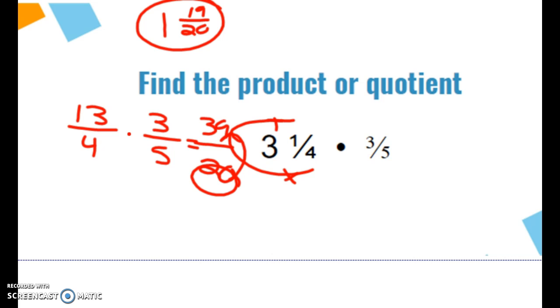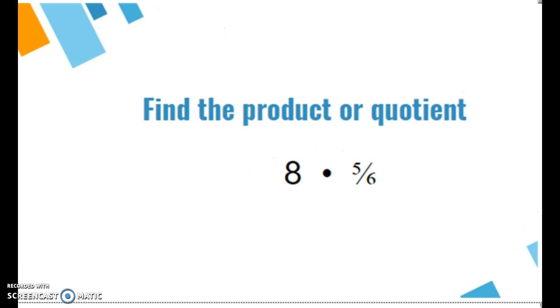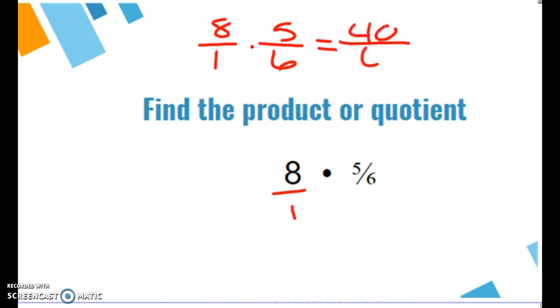All right, so here's the next one. I have 8 times 5 over 6, so I'm going to make that 8 into 8 over 1, and I'm going to rewrite it up here. 8 over 1 times 5 over 6, multiply across. 8 times 5 is 40. 1 times 6 is 6. 6 can go into 40 a total of 6 times, which would be 36. So a big 6. And then 36 is 4 away from 40. So that 4 goes up here and that 6 goes on the bottom.